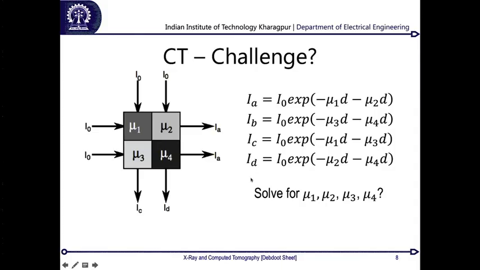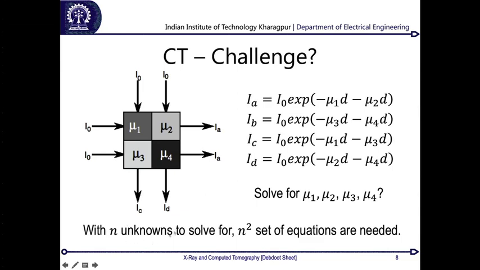So if you do IA plus IB, you will get the same as IC plus ID. That's interestingly what happens over here. Now the problem is that we basically have n number of unknowns to solve over here, and we will need some n square number of equations instead of the 2n number of equations which we are getting over there. Since this is just a 2 cross 2 block, it becomes hard to realize.